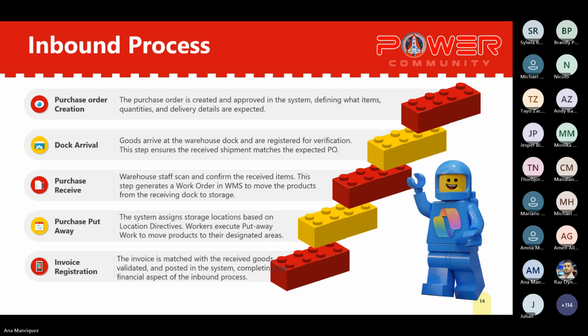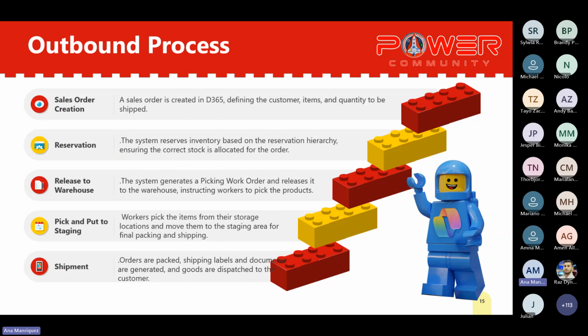Okay. This process has, as you see, 2 works: the purchase receive and the purchase put away. In the case of the outbound process, in this case it is sales order creation, but if you make a transfer to another warehouse, it is also outbound.